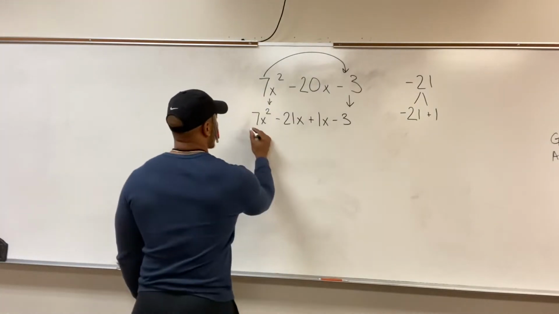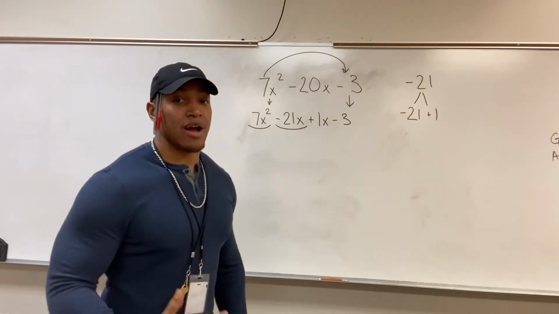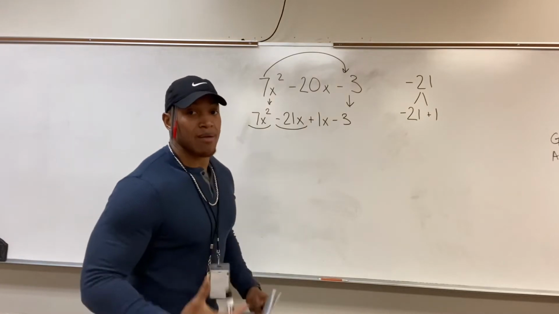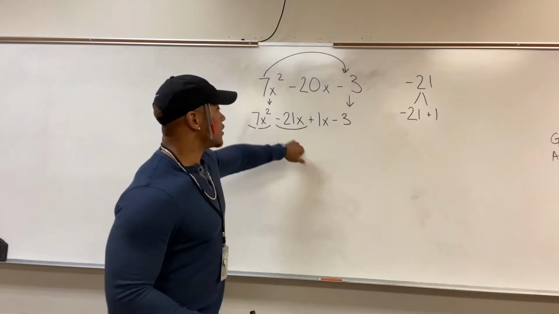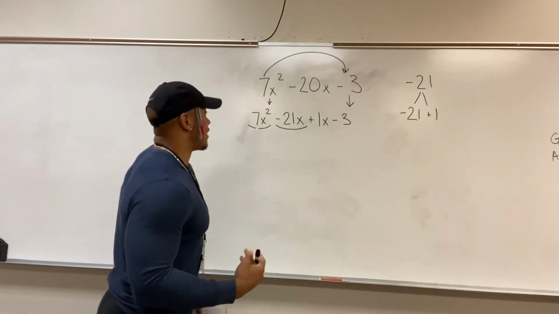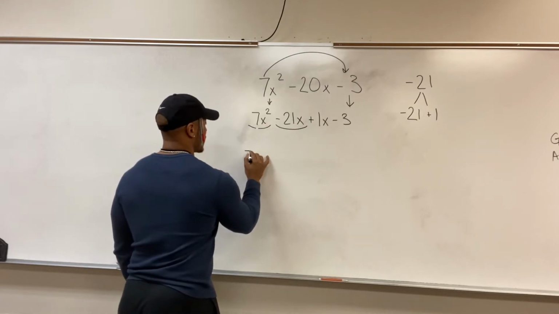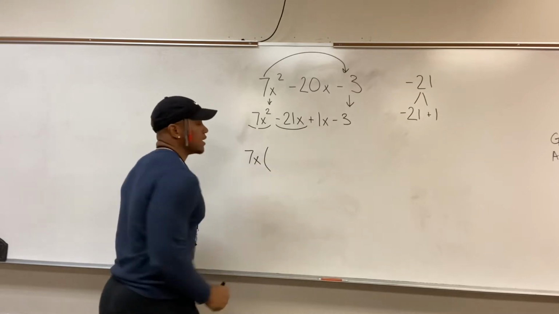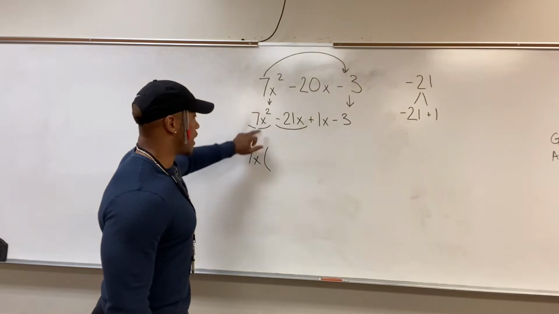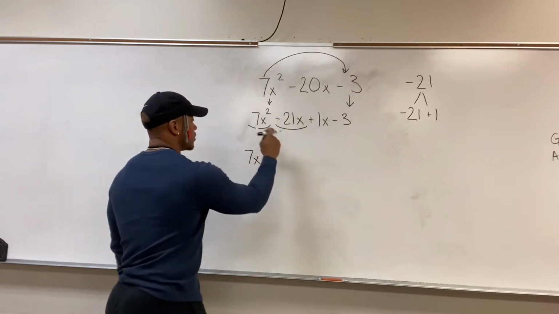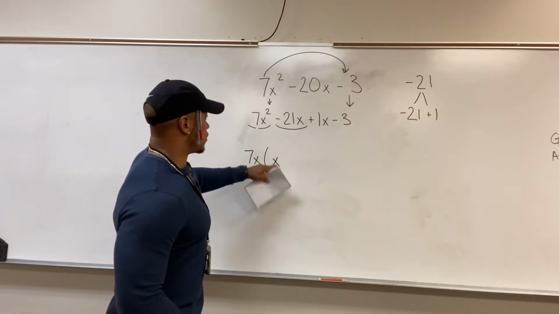Okay? So we have our first two terms here, okay? We're gonna figure out what we can factor out first, okay? The greatest common factor between 7x squared and 21x is going to be 7x, okay? 7x goes into this, 7x goes into 21. So factor that out, 7x, okay? Now, we're going to distribute it back to see what we need to multiply 7x by to get 7x squared, which is just going to be x, okay? 7x times x is going to be 7x squared.